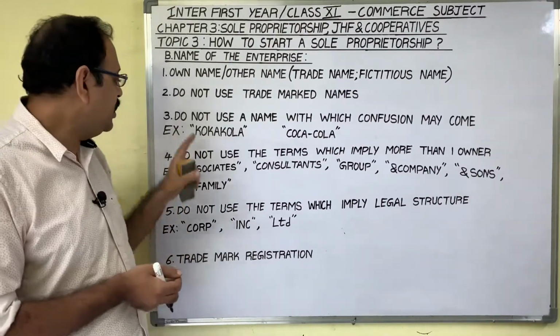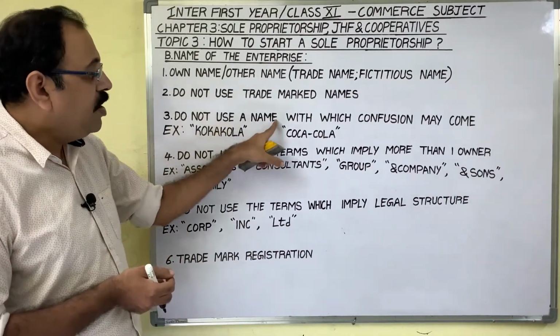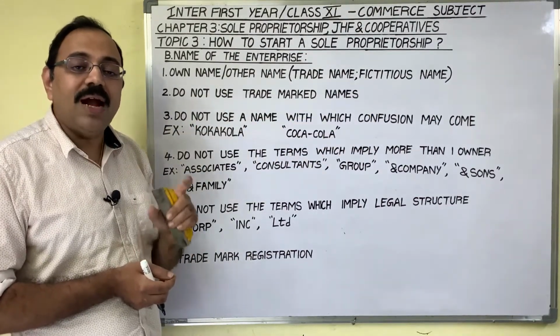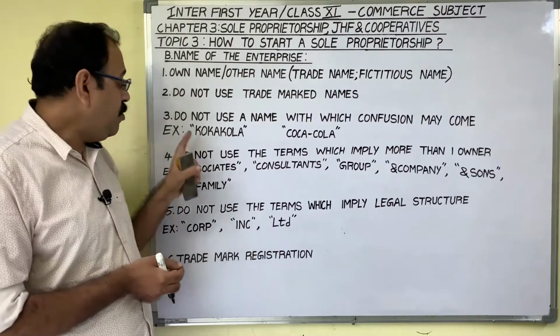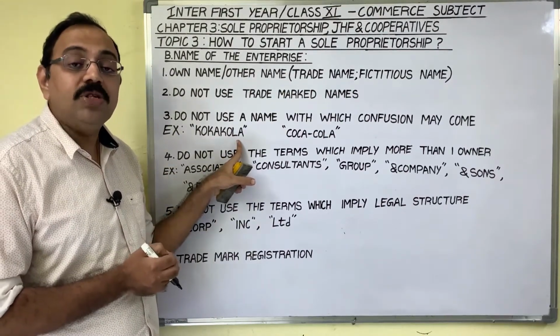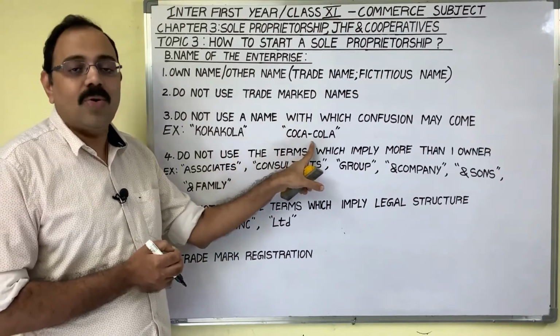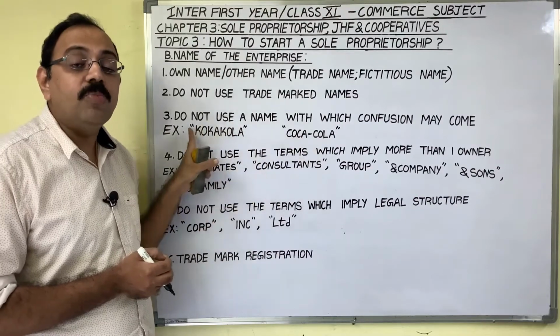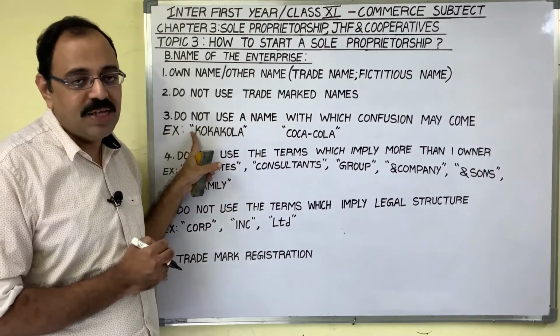Now the next point is, do not use a name which may cause confusion. For example, you started a cool drink shop with the name Coca-Cola. It is illegal because the name sounds similar to the Coca-Cola company. Even though the spelling is not the same, you are not supposed to use this word for your organization.